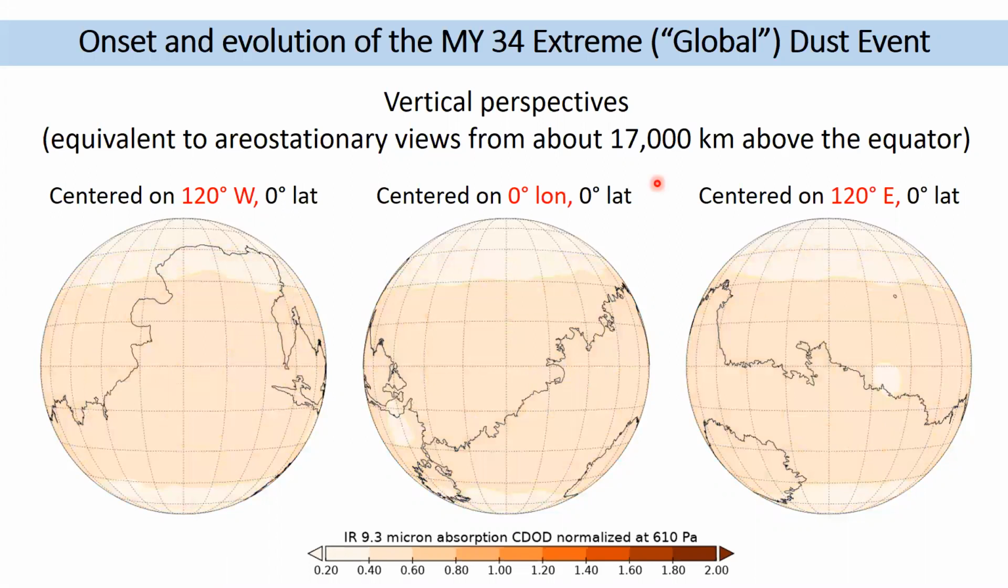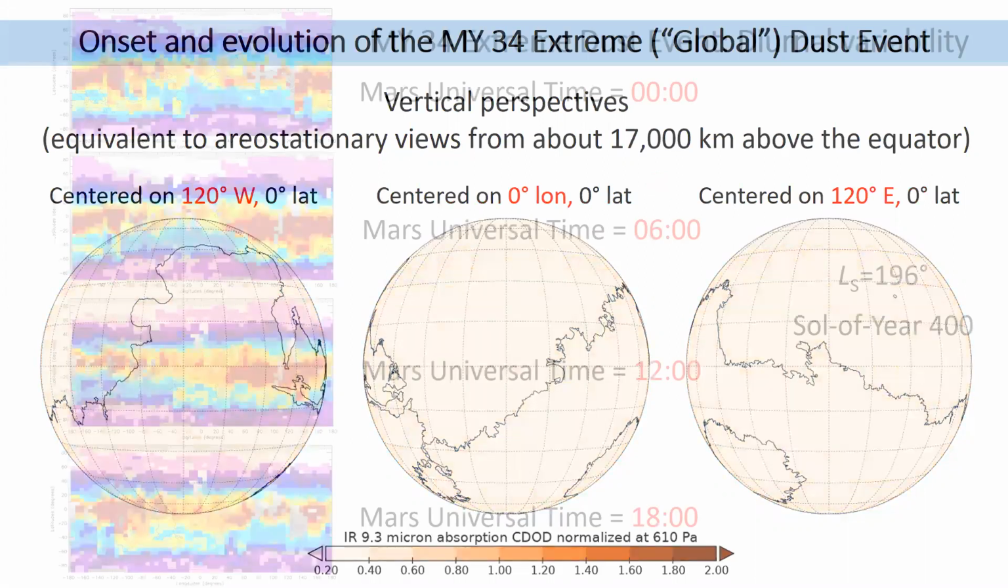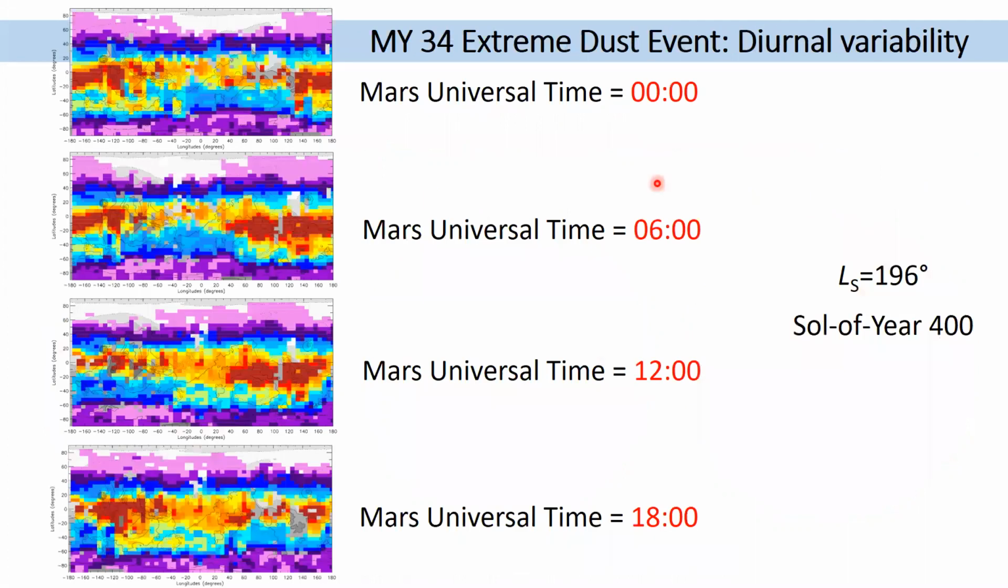Another interesting aspect of this latest extreme dust event is that for the first time we observed some diurnal variability. So if you remember this map that I showed you before, these were at different Mars universal time. Here, the local time at 0 degree north, 6 a.m., 12 noon, and 6 p.m. Okay, if you follow, for example, this low column opacity blob through time, indeed you see that there is a wave number 1 moving.